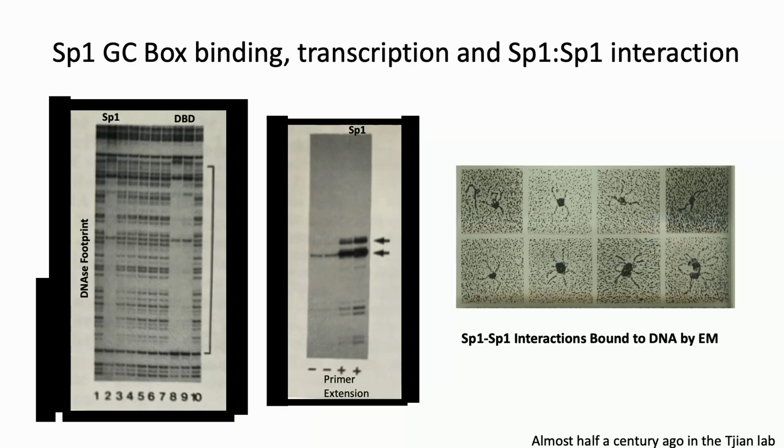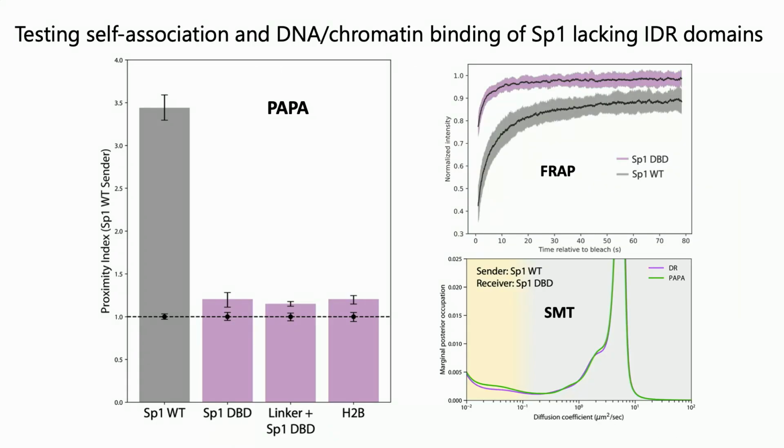You have a really precise band, and they even did electron microscopy showing dimers of SP1, the full-length SP1 with IDR, interacting with each other and interacting with DNA. So we were really sure that the DNA binding domain alone had binding activity to DNA. The problem is in cells, we don't see that. In cells, the DNA binding domain alone of SP1, by FRAP, by single particle tracking, or by SP1 interactions, really doesn't interact with itself, doesn't interact with chromatin anymore. And so what is really happening here?